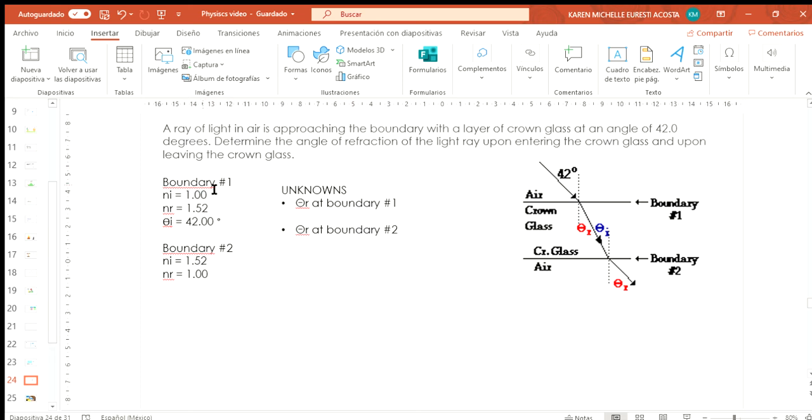We have boundary number 1 and the knowns: Ni is 1 and Nr is equal to 1.52, and the angle I, the angle of incidence, is 42 degrees. Now boundary 2, that is this one, has Ni equal to 1.52 and Nr equal to 1. The unknowns are the angles R of the two boundaries.